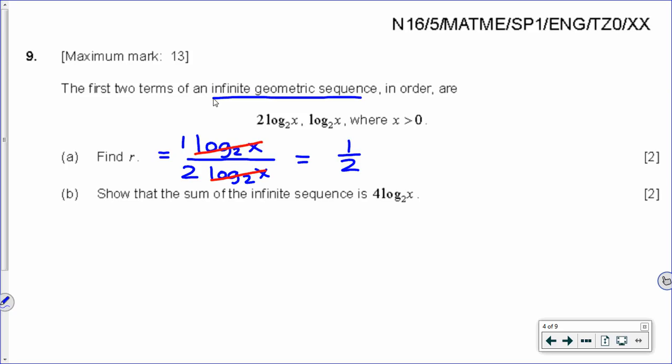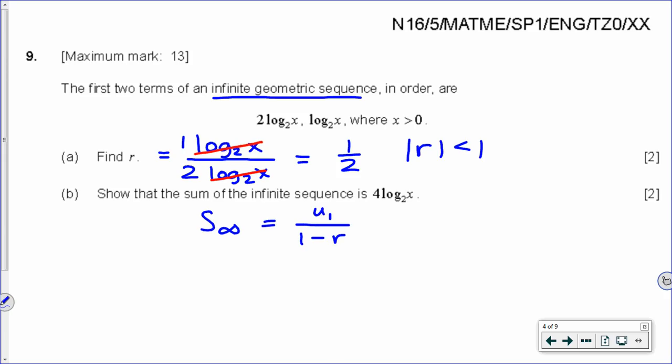Show that the sum of the infinite sequence. So because this common ratio is less than 1, there's something in our formula booklet in the geometric sequences section. If you have a common ratio whose absolute value is less than 1, so a fraction that's less than 1, there is a sum to the infinitely long list, and there's a formula for it in the booklet.